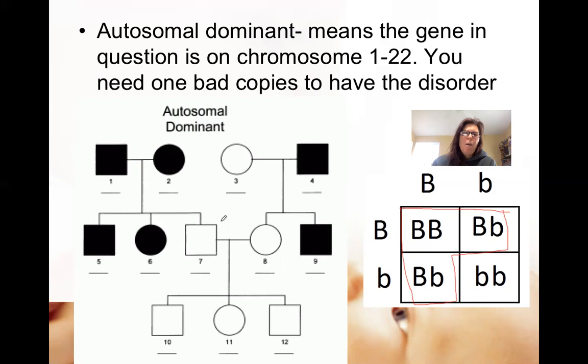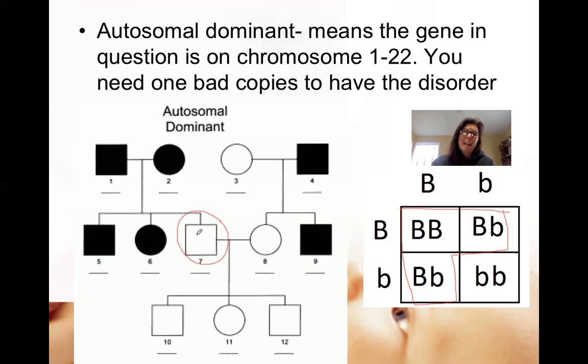Now, how can they have a normal child if, let's just say this was autosomal recessive, that means this would be little b, little b, little b. There is no way they could have a normal child. So I always look at it like, if you have two people that have the disorder and they have a child that doesn't, it's got to be autosomal dominant.